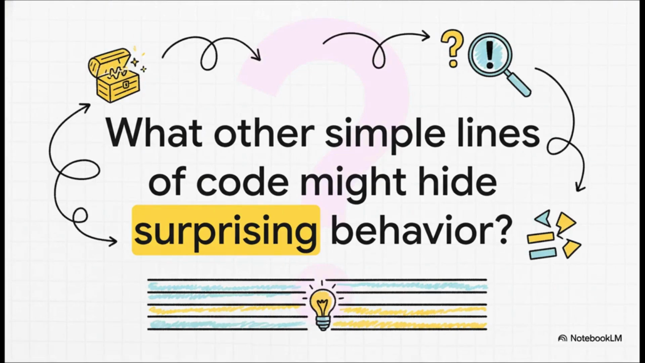And think about it. This whole incredible transformation happened in just a handful of lines of code. It really makes you wonder, right? What other simple-looking code is out there, just hiding some surprisingly powerful behavior?